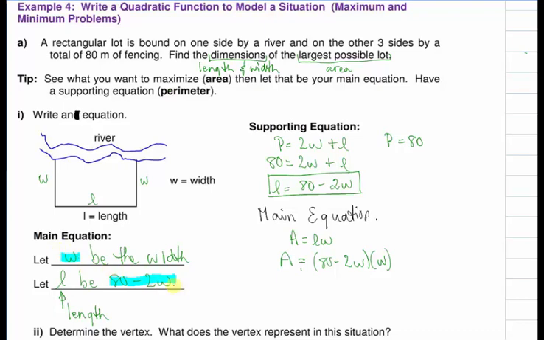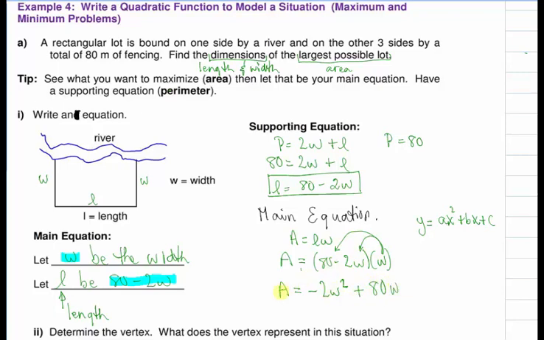So you need to be able to express both your width and your length using one variable only. All right, and the next step is we are going to expand, so we're going to distribute the w, and we're going to write it in standard form. That means we're going to write it in the form of y is equal to ax squared plus bx plus c. So that means that our x squared term goes first. So I'm going to go w times negative 2w, and that's going to give me negative 2w squared. And then w times 80, which gives me 80w.